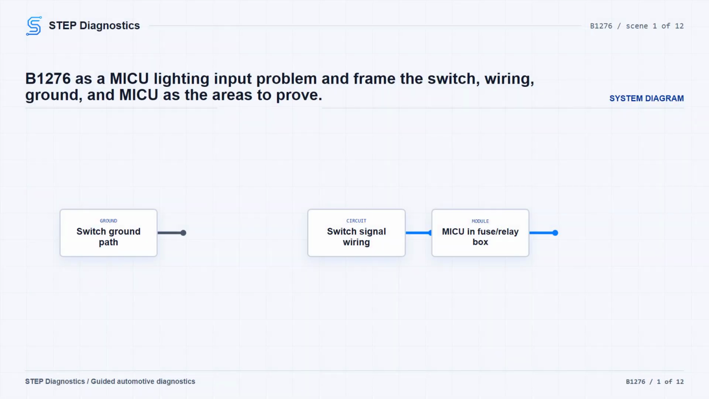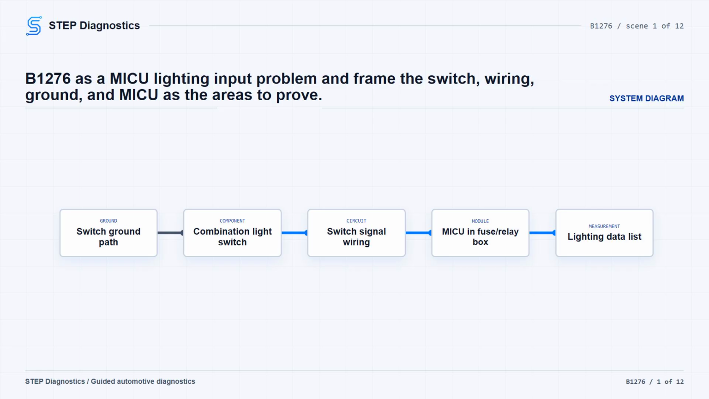On this 2010 to 2015 Honda Civic, B1276 points to the headlight switch position circuit in the body electrical lighting system. In plain terms, the MICU may be seeing a combination light switch input that does not match the switch position. The vehicle may have exterior lighting behavior that does not line up with the switch, or the problem may only show up in scan tool data.